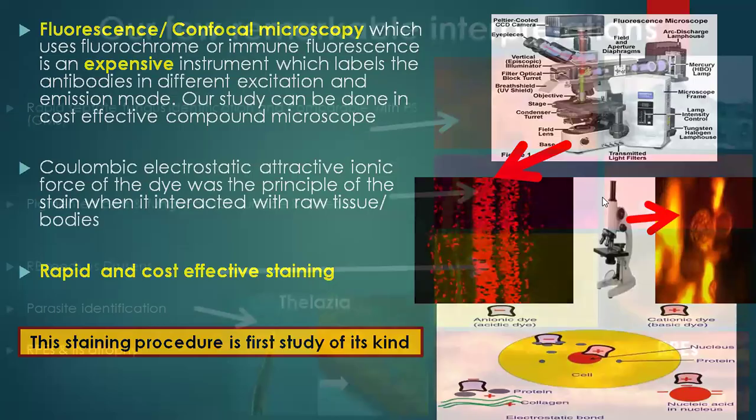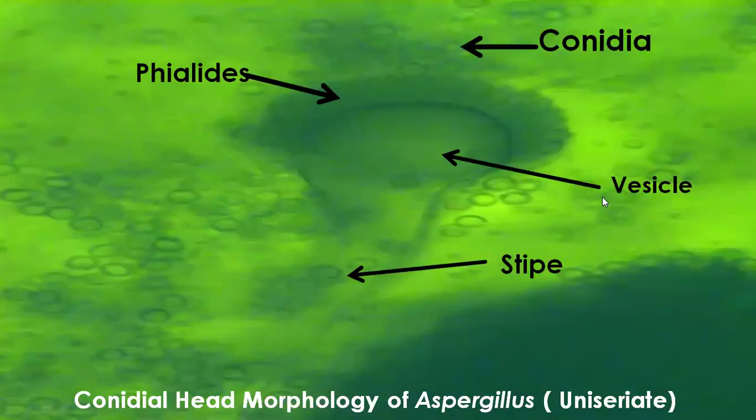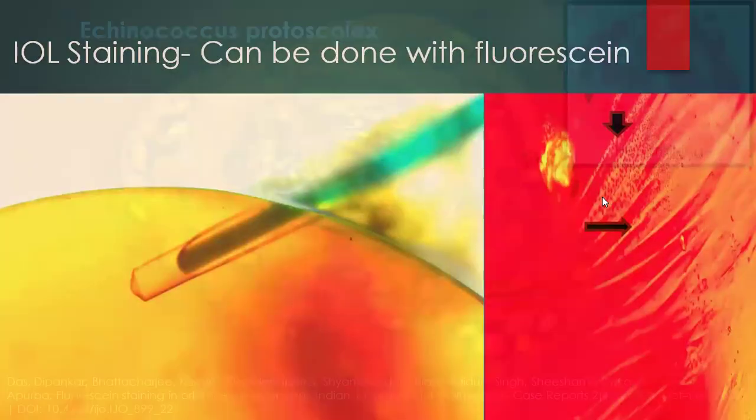Now we can appreciate a fungus in the fluorescent stain and the GMS stain, the fungus on the IOL surface, and the RBCs with honeycombing or morula-like appearance, compared to the drusen, the parasitic and the RPE cases. See this beautiful fungus in fluorescent stain with conidiophores, phialides and vesicles typical of Aspergillus. This is the IOL staining on the right side. You can see the IOL fold so beautifully picked up.